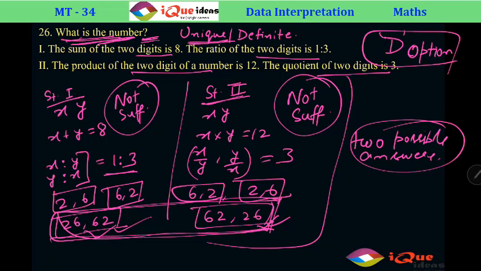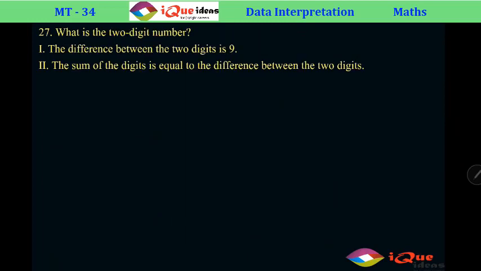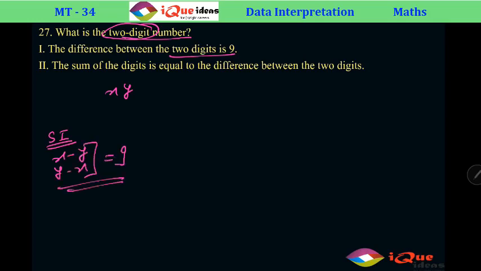All right. Now let's take up the next one. In this question, it says, what is the two-digit number? Again, it's a similar question to the previous one. Here it is already mentioned that it is a two-digit number, so let's say xy. Now statement 1. What is statement 1 saying? The difference between the two digits is 9. We still don't know whether it is x minus y or y minus x. So the first statement alone is clearly not sufficient.